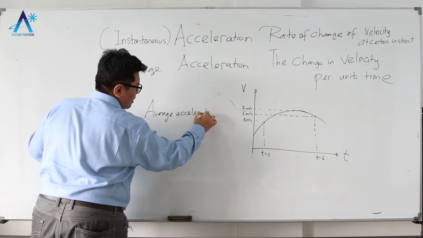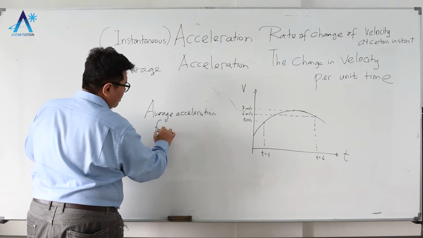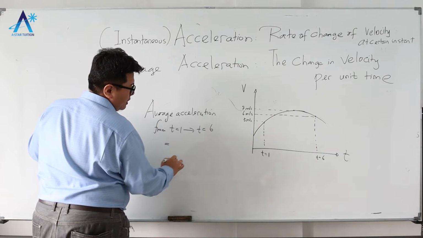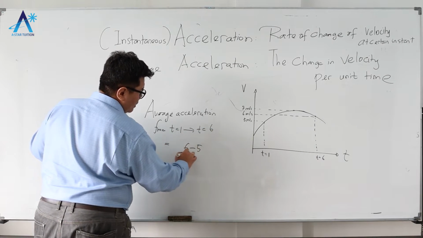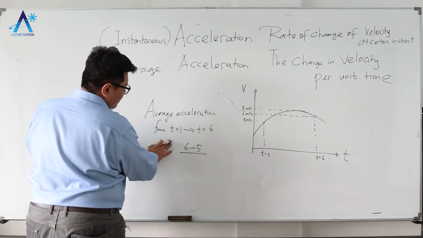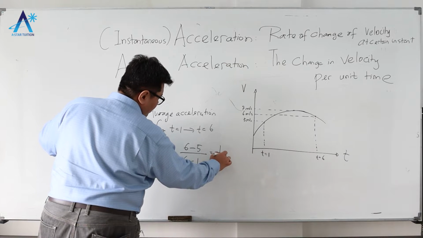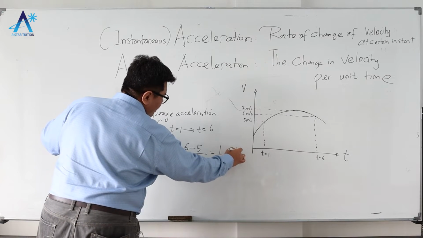You can say that the average acceleration, let me write it down here, the average acceleration from t equal to 1 to t equal to 6 is simply 6 minus 5 divided by the time difference. The time difference is 6 minus 1. So 1 over 5 meter per squared second.